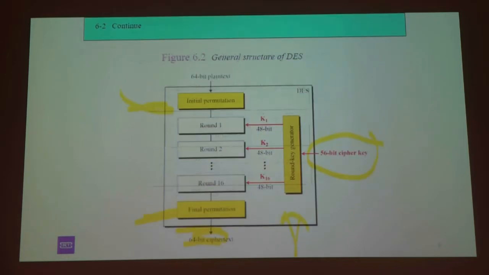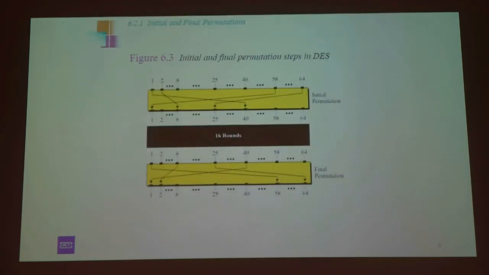Where is the initial? You see the initial where? That's the initial and the last, okay? And let's assume there is nothing in between them. So if you look at the initial and the final permutation, it's like a box. It has 64 inputs, 64 outputs, and is designed in a certain way. Who designed it? The people who created the algorithm.